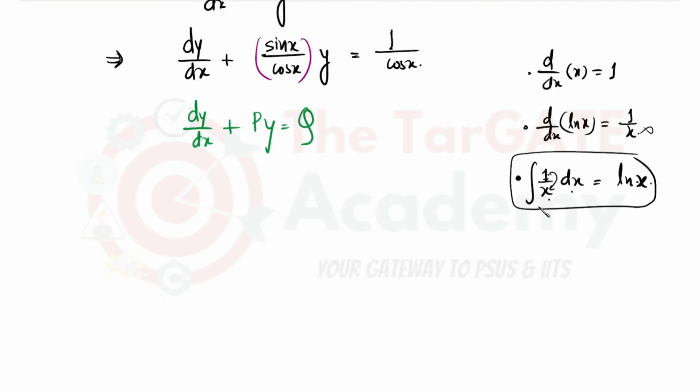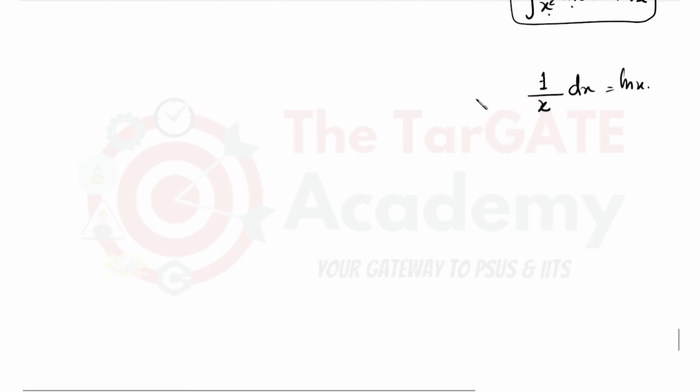Guys, getting the point? 1 is the derivative of x. When we differentiate x, we get 1. So if the denominator is x and the numerator is its own derivative, then the integral will be ln x.